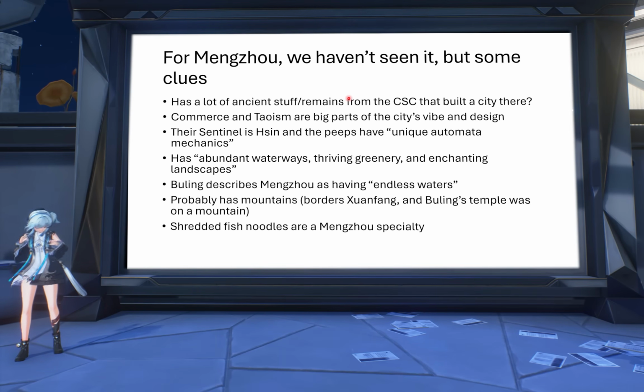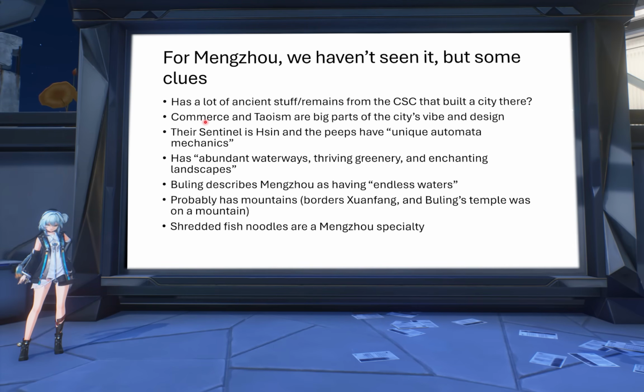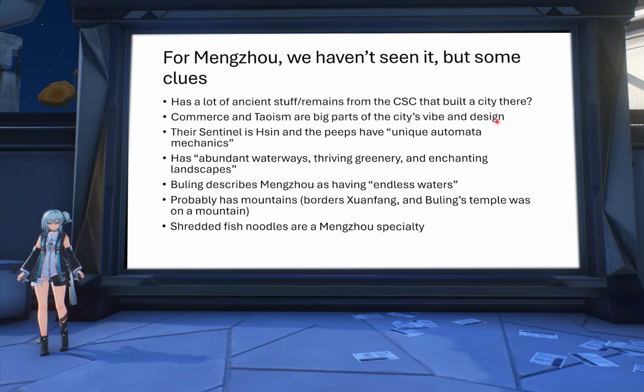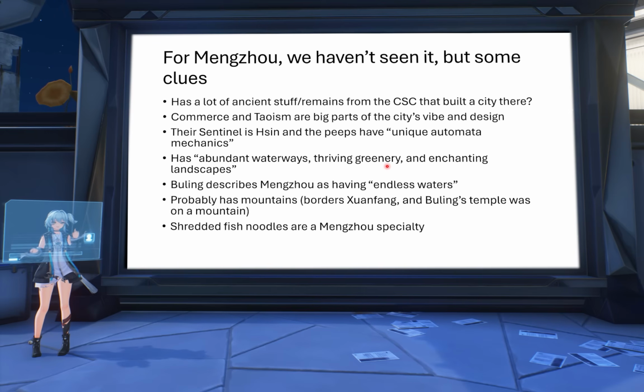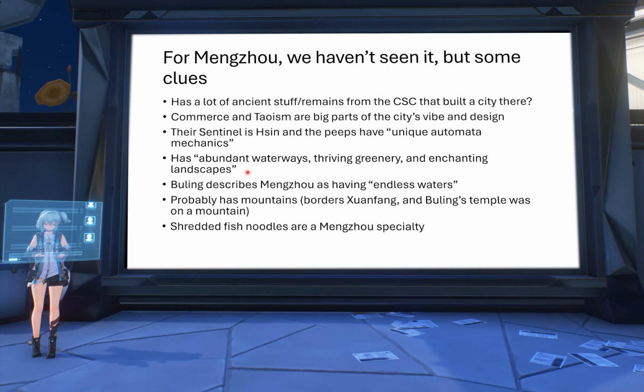We also know, if you click on the Mengzhou glossary, that commerce and Taoism are big parts of the city's environment design. They coexist. The Sentinel is Sin. I think it's not confirmed, but I'm kind of 99% sure it's Sin, right? And a lot of the people under the direction of the Sentinel have developed unique automata mechanics. Also, it has abundant waterways, thriving greenery, and enchanting landscapes.